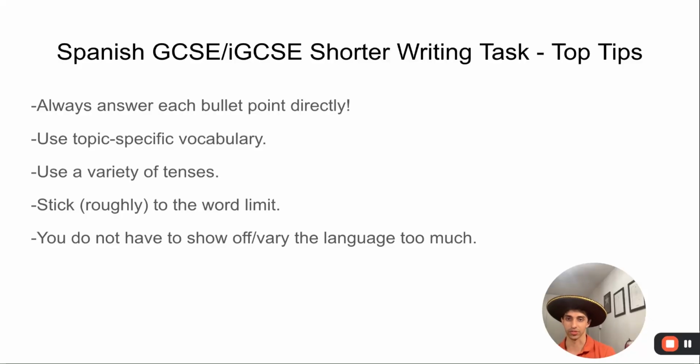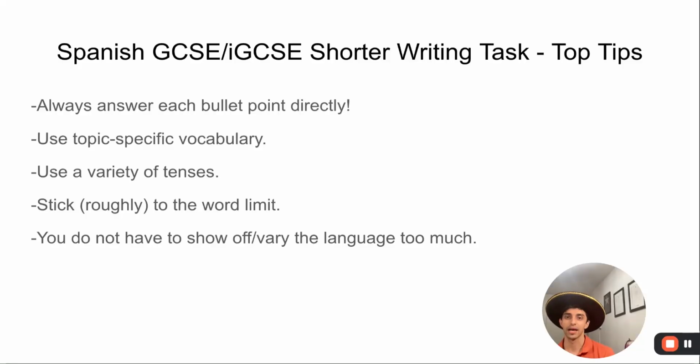I would try and signal to the examiners as clearly as possible that you have included every single bullet point in your answer. For example, start a new paragraph every time you start to talk about a new bullet point or you move on to the next bullet point. Try and make it as clear as possible that you've also addressed each bullet point roughly equally.